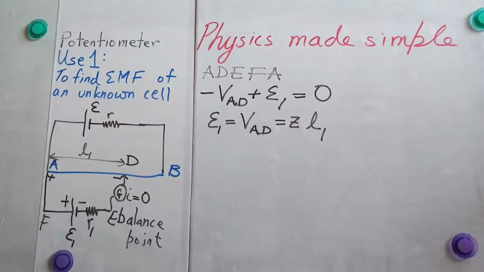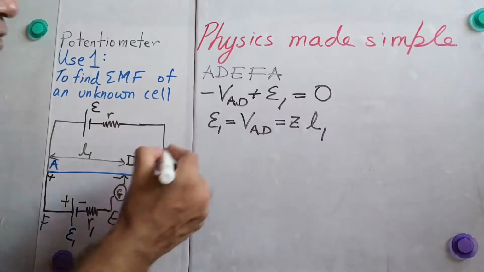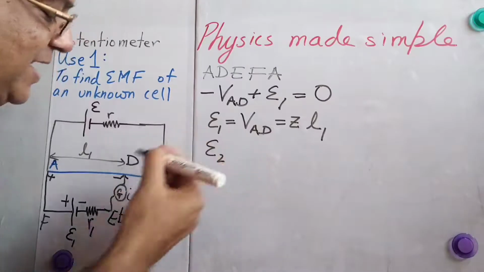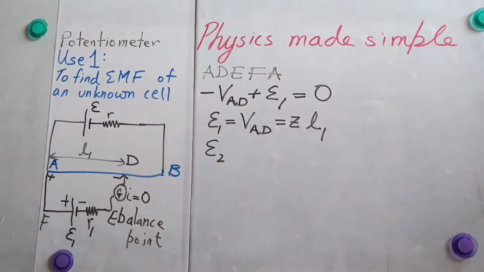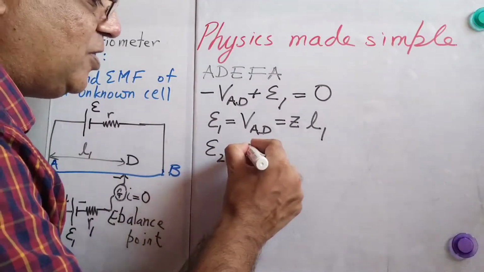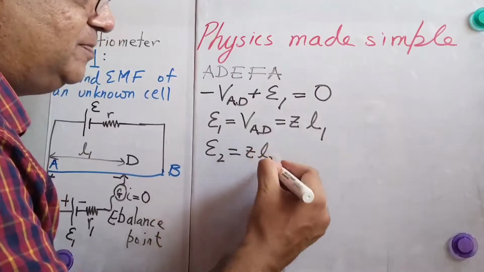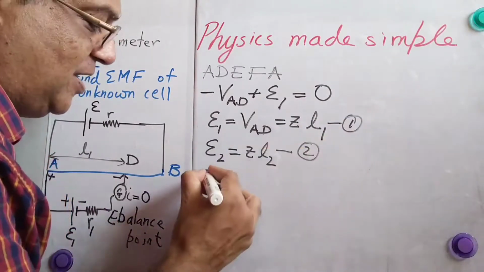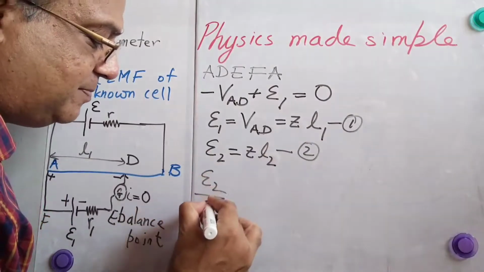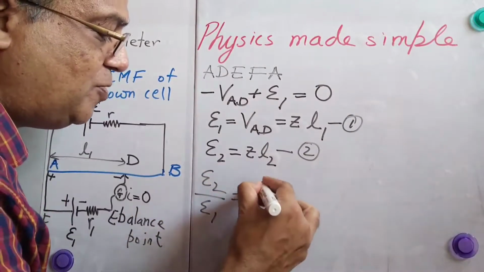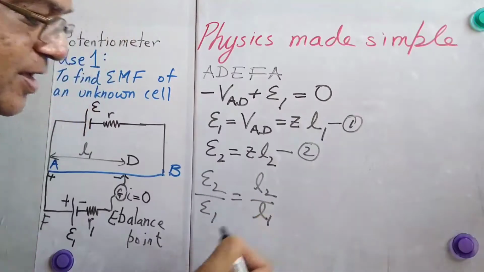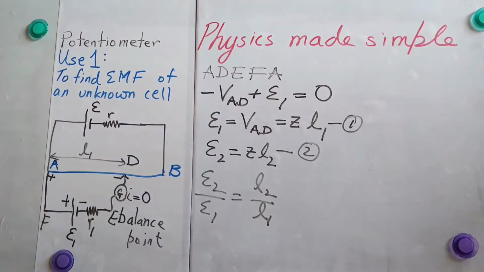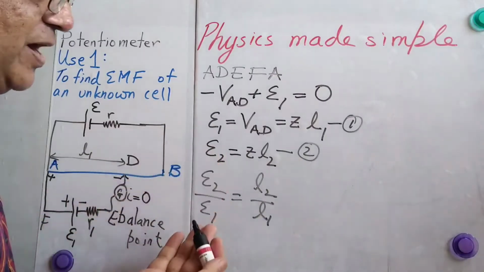Now if you connect another cell having EMF E2, and if the balance length is L2 for that cell, then E2 will be equal to Z into L2. Now if we divide the two equations, we get E2 by E1 equal to L2 by L1. So if we know E1, we can find E2. And if we don't know, we can find out E2 by E1.